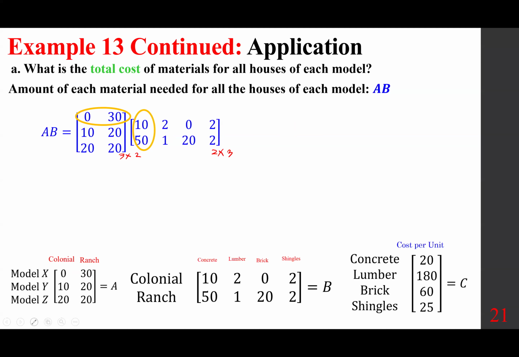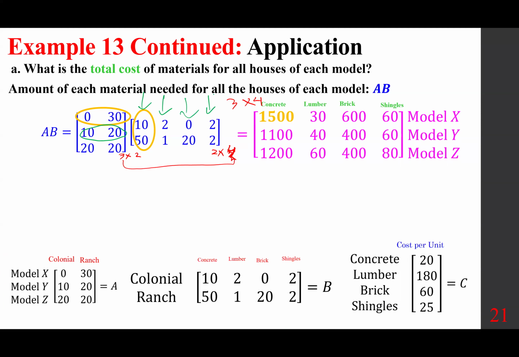This is, my apologies, 2 by 4. This is 2 by 4. So the result will be a 3 by 4 matrix. Just for the sake of argument, I multiplied this one, now by the next one, and the next one, and the next one, and the next one. And when we do that, it results in the following.